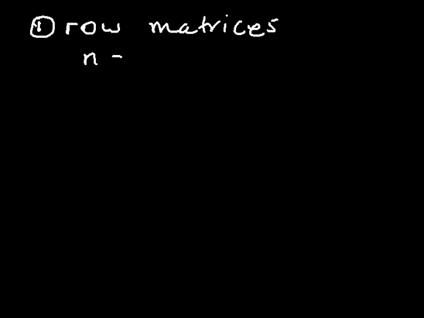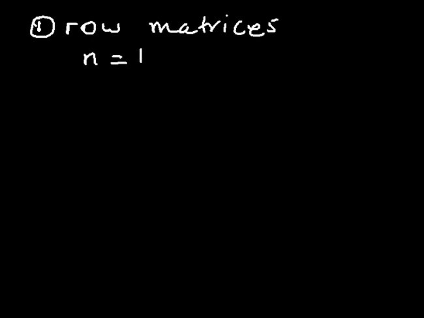So the first one, we have it as the row matrices. So what are the row matrices? Row matrices are the matrices with the number of rows given as one.